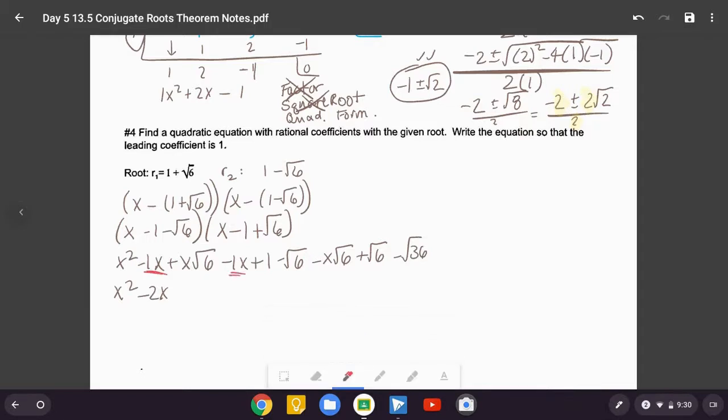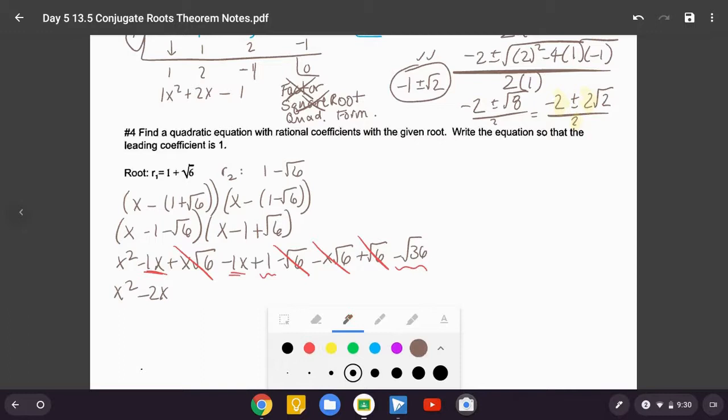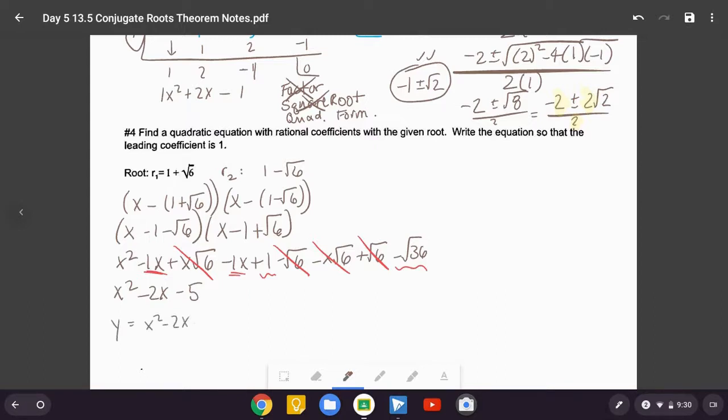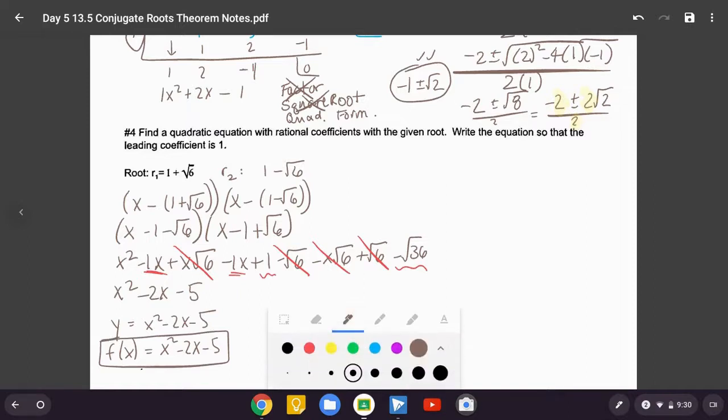These add together. I have a positive x root 6 and a negative x root 6 that cancels, a negative root 6 and a positive root 6 that cancels, and I have 1 minus 6, which is negative 5. All right, so it just said to write a quadratic equation, so I could put y equals x squared minus 2x minus 5. If we want to use function notation, let's do f of x equals x squared minus 2x minus 5. All right, so that I would call method 1.